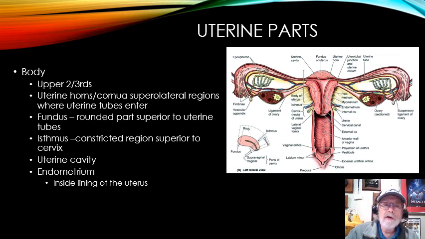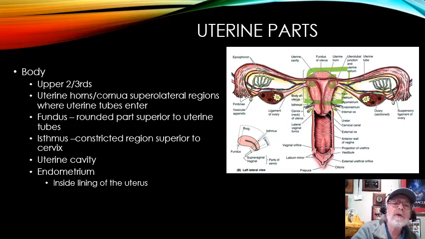When I look at the uterine parts, the upper two-thirds is what we see up in this area. This would be the upper two-thirds of the uterus. At the first portion, this area right here and this area right there is called the cornua, or the uterine horns. This is the area where the fallopian tubes, which are these things out here, enter into the uterus at the upper portion, very close to the fundus. That's called the cornua, or the uterine horns.